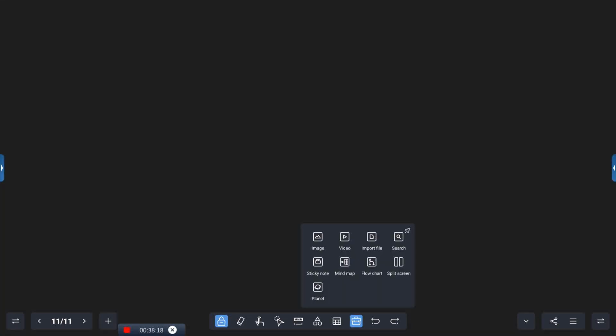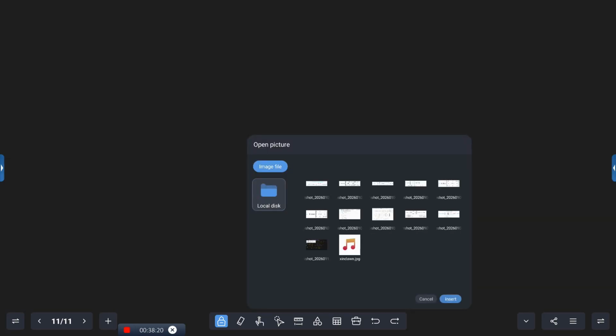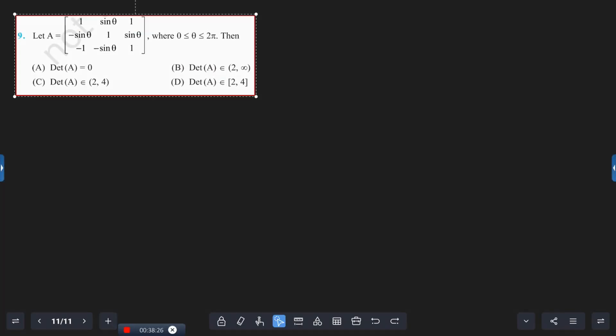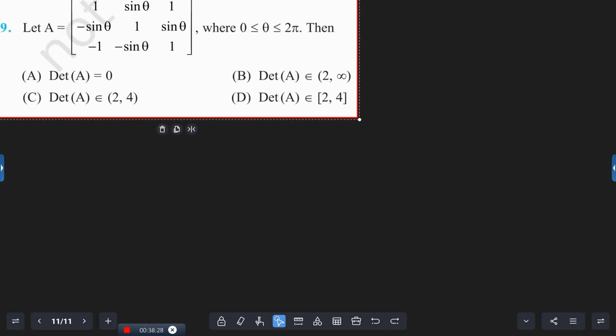Question number 9. What is given? Just see, children. Question number 9. Just A is given and the determinant is mentioned. So determinant A is what we have to find. Shall we find the determinant of A for this? Yeah. So determinant of A will go.